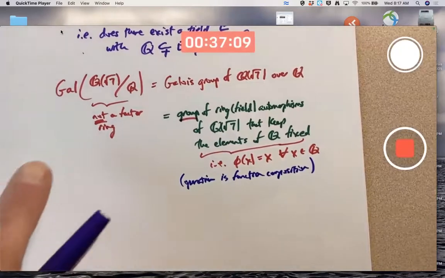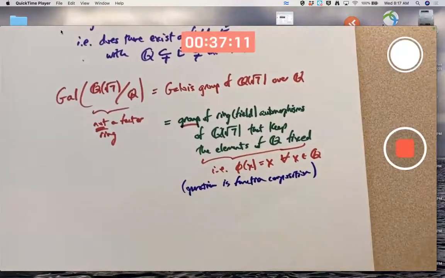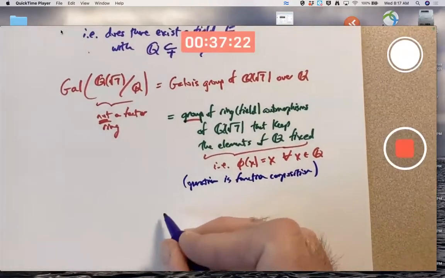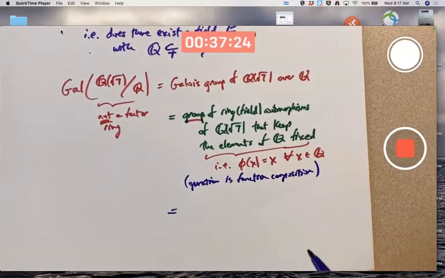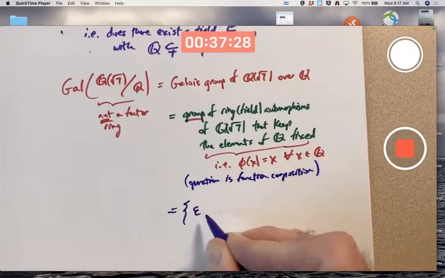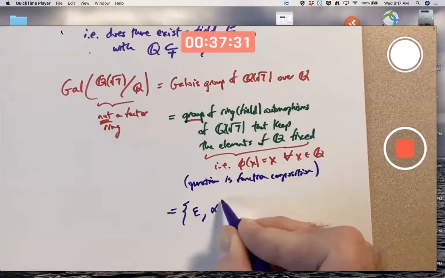So coming back to this thing, what is it here? What is this Galois group? What's it isomorphic to, for example? Is it finite? It turns out it is finite. Let me just tell you what the answer is here in this case. In fact, it's a two-element group. Call the elements epsilon and alpha.